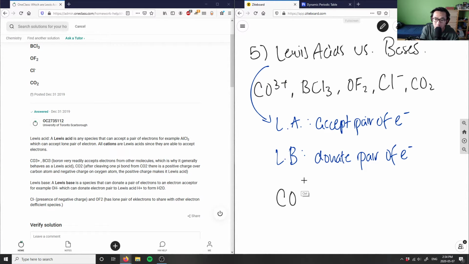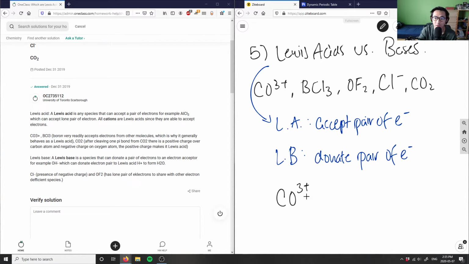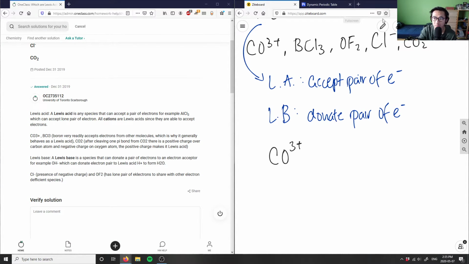CO3 plus here. If I drew the Lewis structure for this, I would get something like this. I would get basically this carbon here, bonded to oxygen, oxygen, oxygen. And these have a charge of 3 plus, right? So probably one of these would make a double bond here, and then I would get lone pairs here, lone pairs here, lone pairs here, and a lone pair here, right?